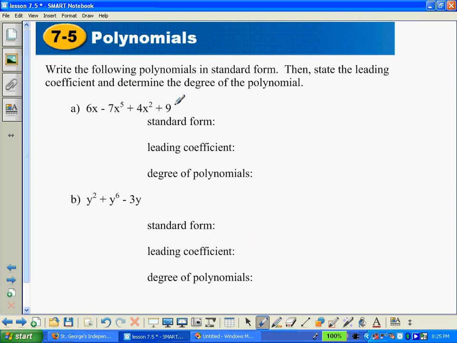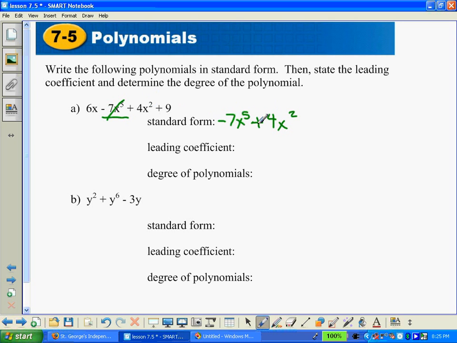What's the next highest exponent? 4x squared. That has a plus in front of it. So plus 4x squared. We took care of that one. What's the next biggest power? 6x, a positive. So we have plus 6x. And all that we have left is a plus 9. So we have this written in standard form now because we have the exponents 5, 2, 1, 0.